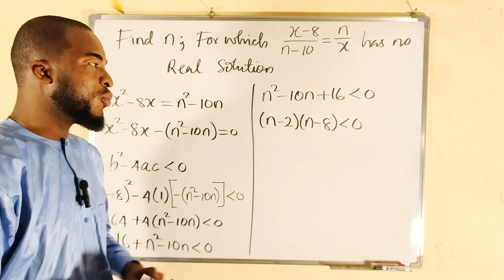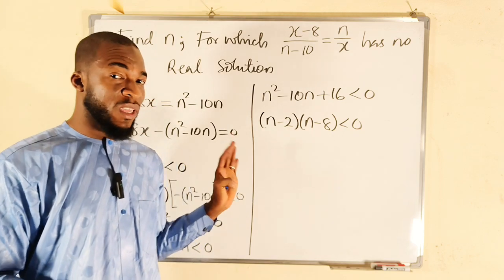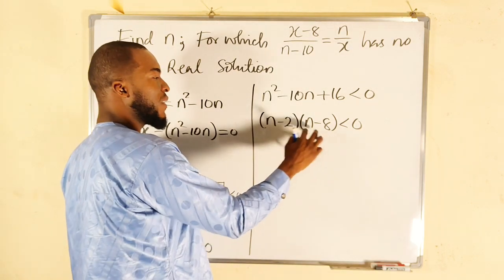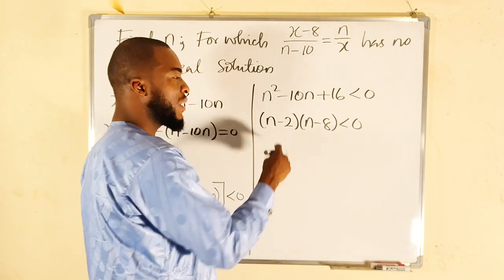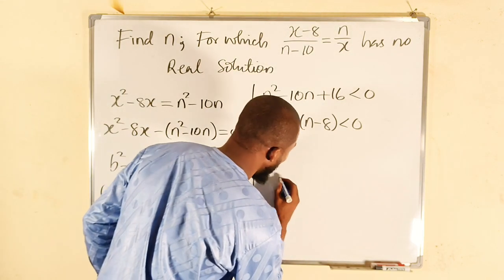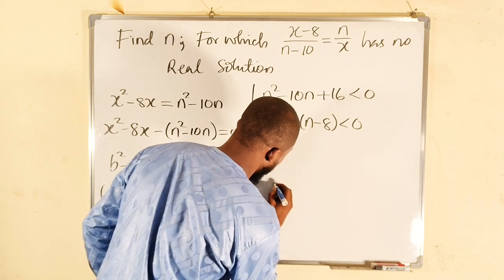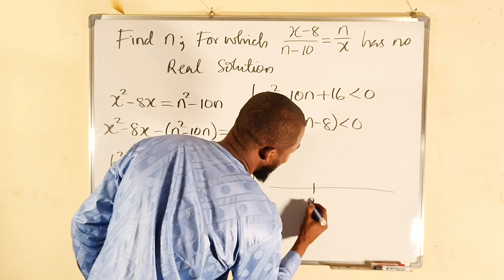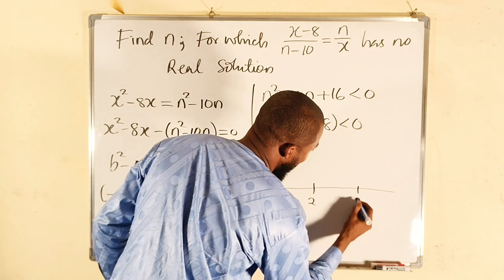From here, we can assume that this is a quadratic equation, though we know it is not. So by setting this and this to be equal to 0, it implies n could either be 2 or 8, right? So we draw a number line to test the values before we conclude. We have 2 here and we have 8 somewhere here.